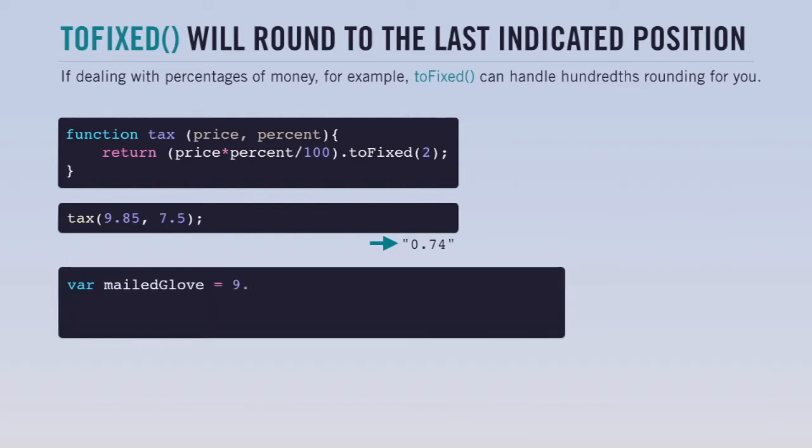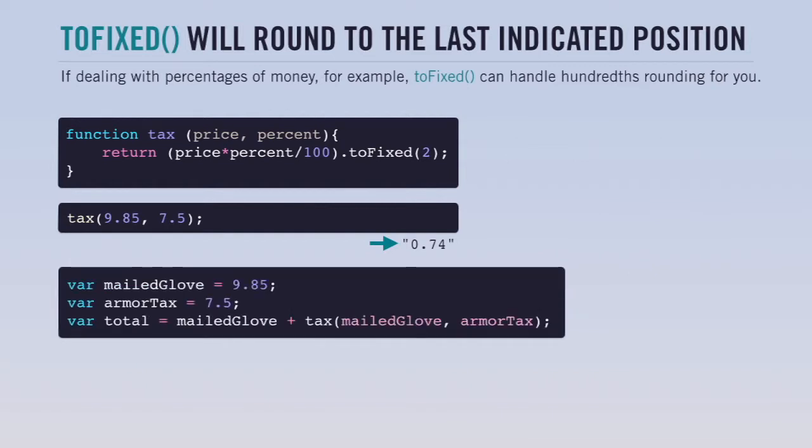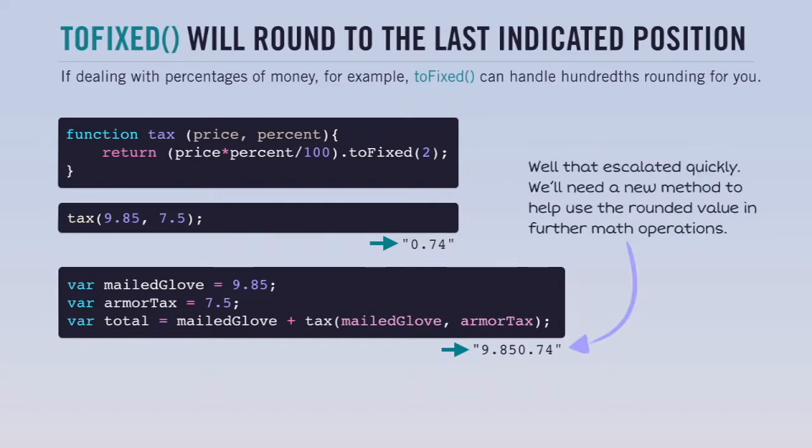Because if we had a mailed glove that cost $9.85 as well as some armor tax that was 7.5%, and we wanted to know the total price of this mailed glove in this shop, we would add the mailed glove variable to the results of our tax method, thinking that we would get some number out of the tax method, but what that would actually do, that escalated quickly, would give us 9.850.74. Weird. That's because it tried to concatenate a string to a number. Thus, we will need a new method to help use the rounded value in further math operations.